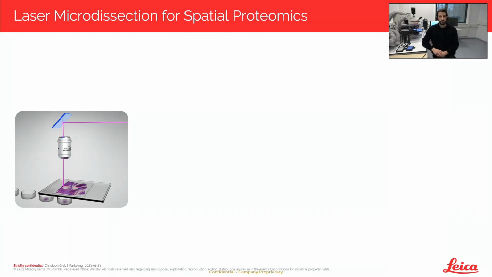Short introduction of what LMD is. So we are sending a UV laser to the objective, and from the objective the UV laser hits then the specimen, and the specimen is cut with this laser and the dissectate, so what we are cutting out, is then just dropping down by gravity into a collection well, and with this dissectate you can then do your downstream approach. In this case here today, this is proteomics.